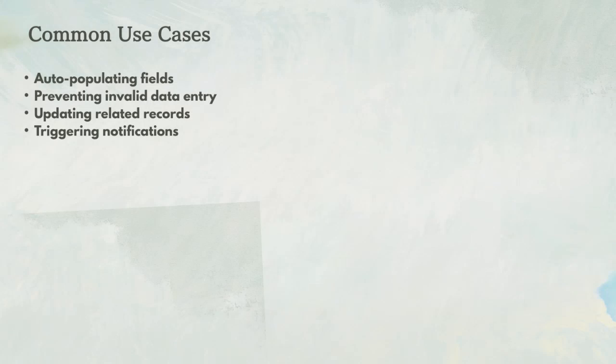Now, let's look at some common use cases where these automation features really make a difference. First, auto-populating fields help save time and reduce errors by filling in information automatically based on existing data. For example, when you select a customer, their contact details can be filled in instantly. Next, preventing invalid data entry is crucial for maintaining data integrity. It ensures users can't input incorrect or inconsistent information, which can cause issues down the line.